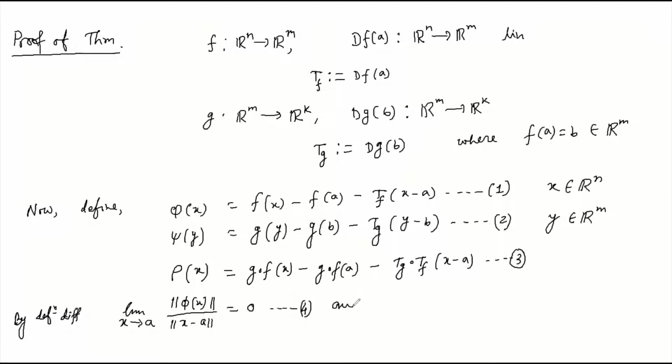And g is differentiable at y equal to B. So from g we have the limit as y tends to B of norm of psi of y over norm of y minus B. This is equal to 0, and we label this equation by equation number 5.